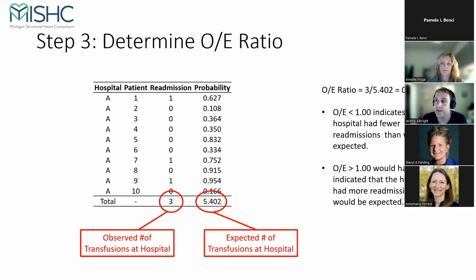So interpreting this OE ratio, if it's less than 1, and in this case, it is less than 1, that means that the hospital has fewer admissions than what we'd expect. This hospital is performing quite well when that OE ratio is less than 1. If it's greater than 1, though, then it means that there are more readmissions than what we'd expect given the patient mix. And if that's the case, then we would want to sort of revisit or maybe take a closer look at what's going on at that particular site.